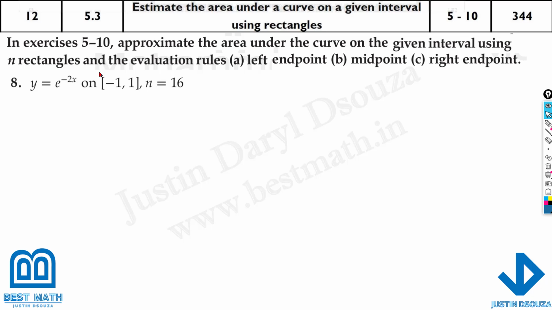Similarly, we can solve the other problems, but now here you can see it's exponential. What happens is it's e to the minus. So here the function will be decreasing. So this left endpoint will be overestimated and the right endpoint will be underestimated.